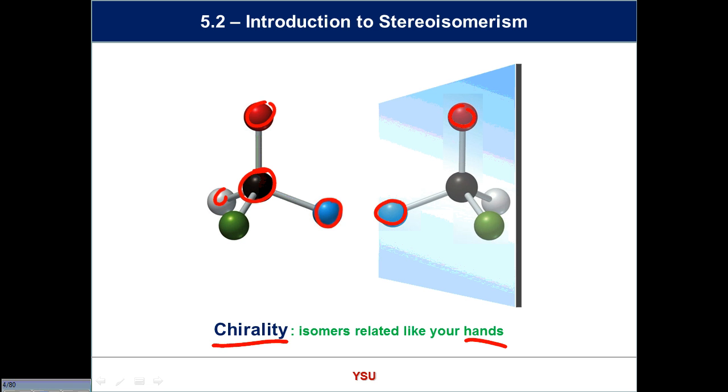The white is out back, the green is out front. These are your hands. These molecules are your hands. If you pick these molecules up, and we can do it in recitation with the small molecule set, you try and put one on top of the other, they are not the same.